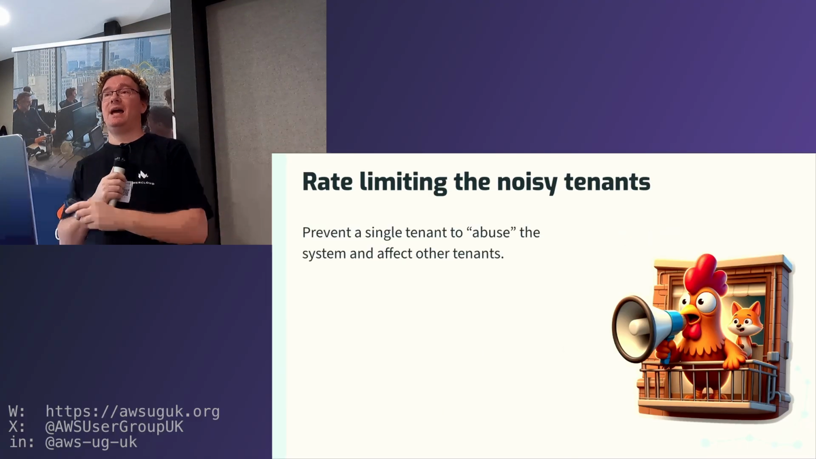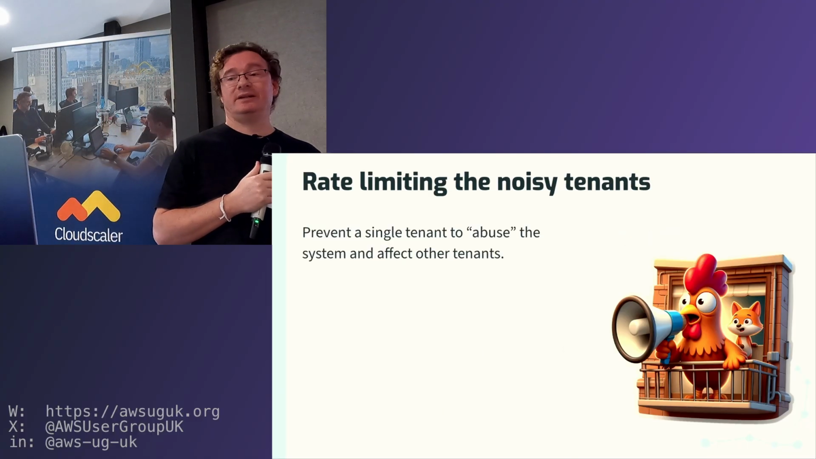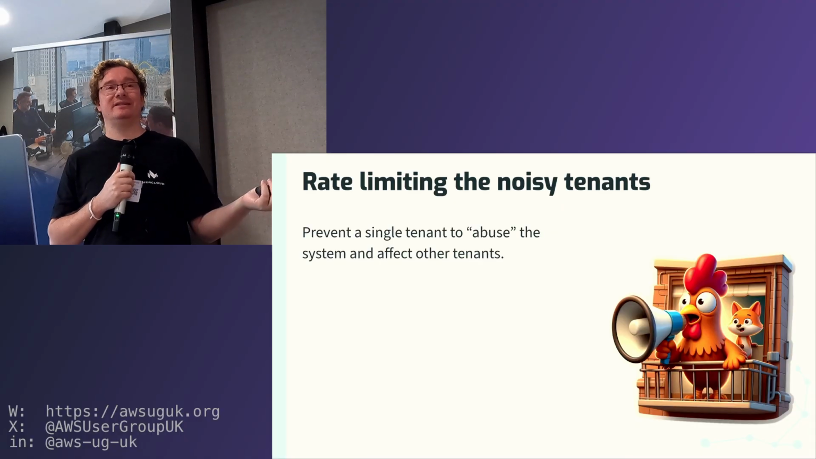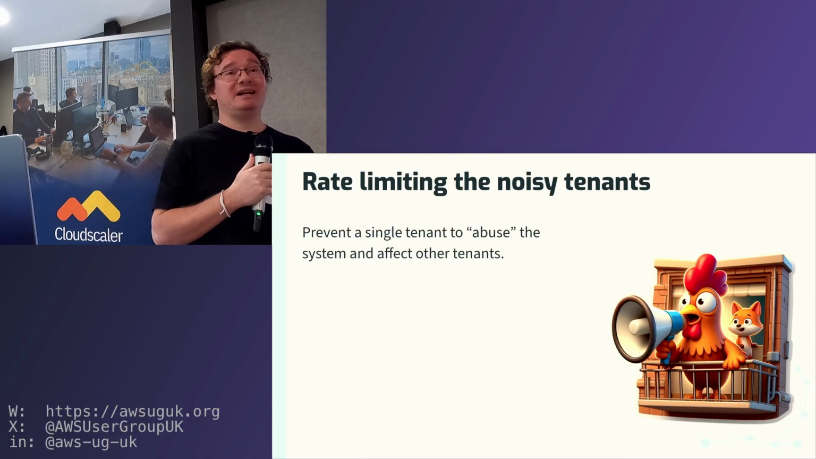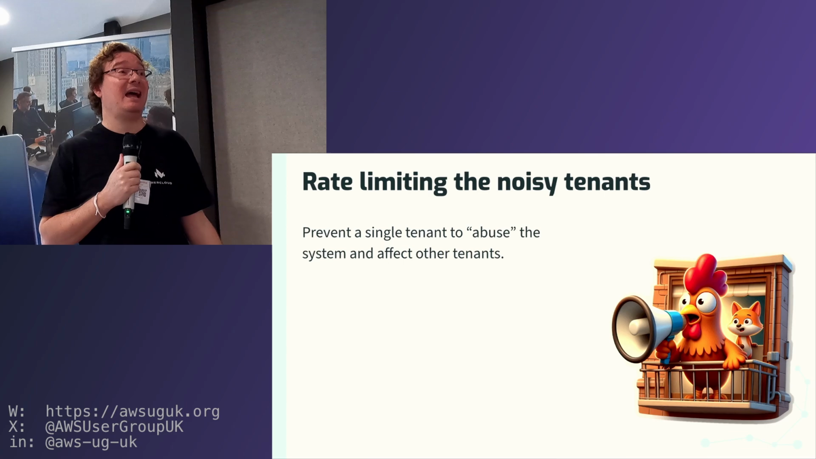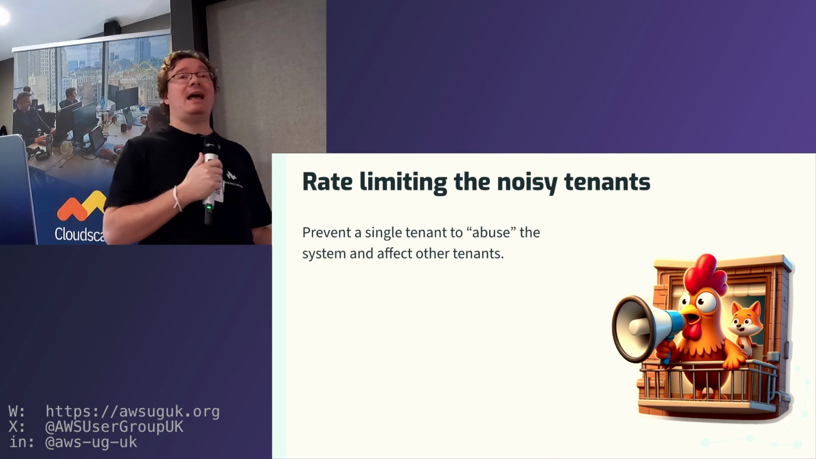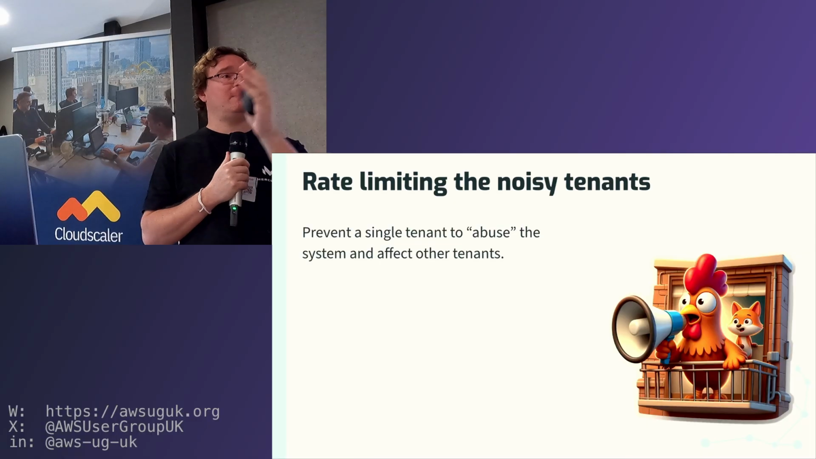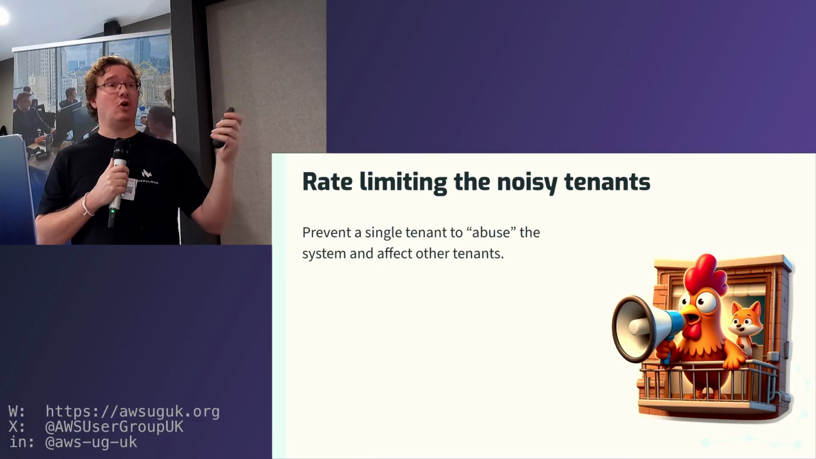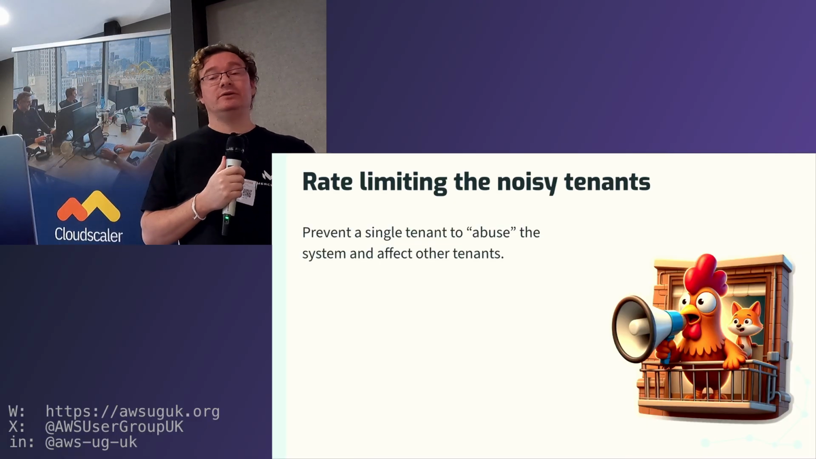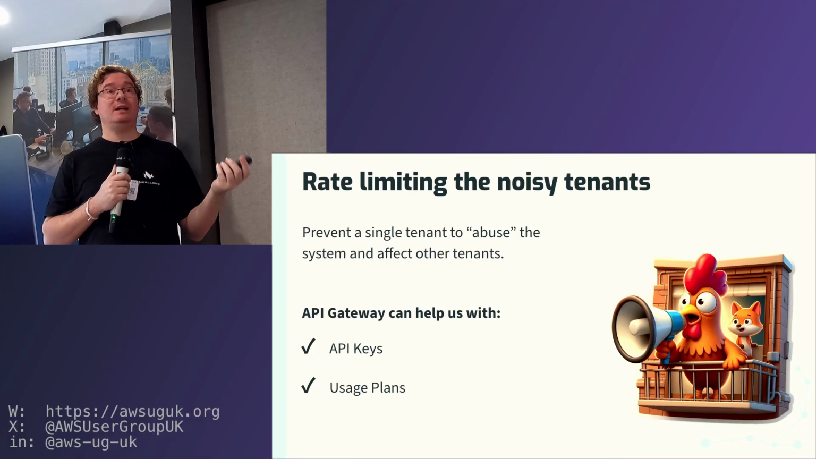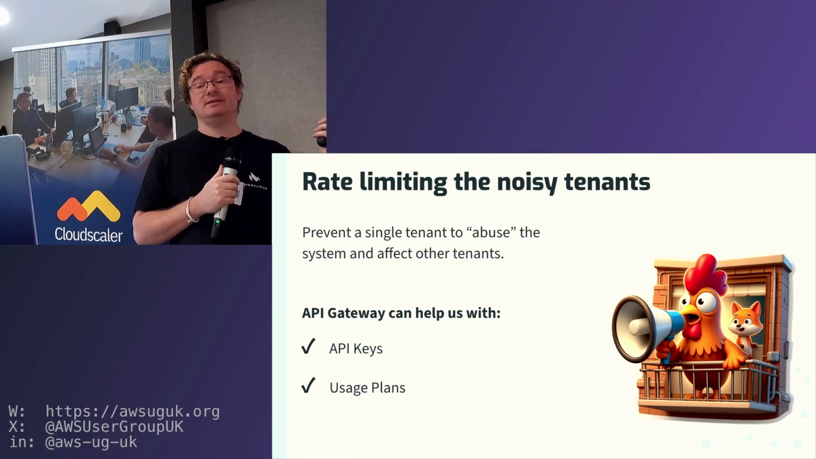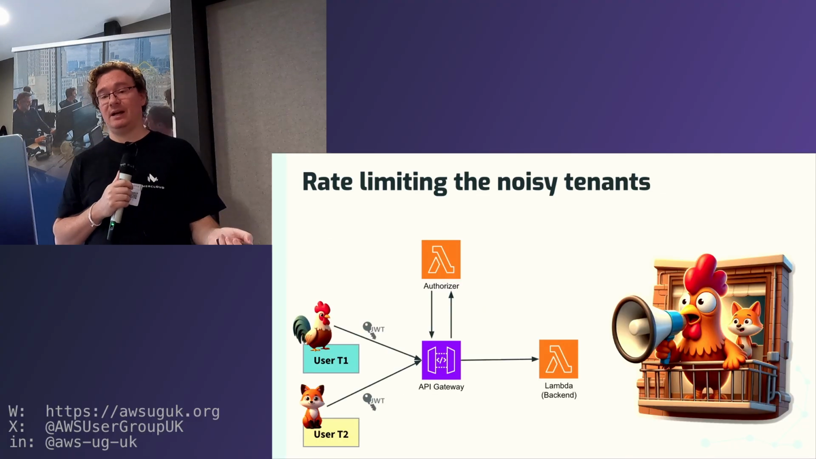Another problem that is classic in multi-tenant scenarios is the noisy tenant. The tenant that suddenly has a spike in data and then ends up affecting the overall performance of the application, affecting other tenants that have nothing to do with that. So API Gateway can help us with API keys and usage plans. Let's have a look at that.